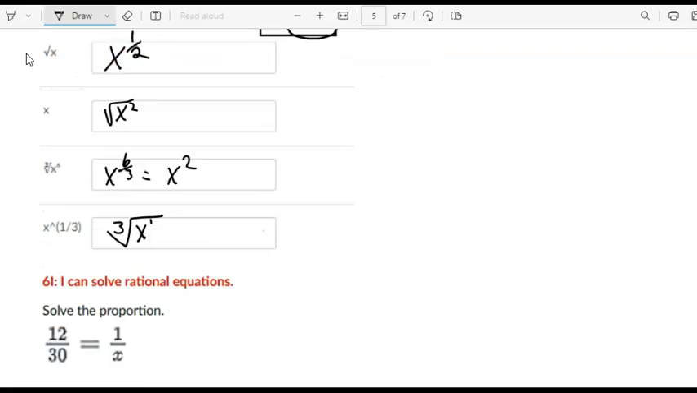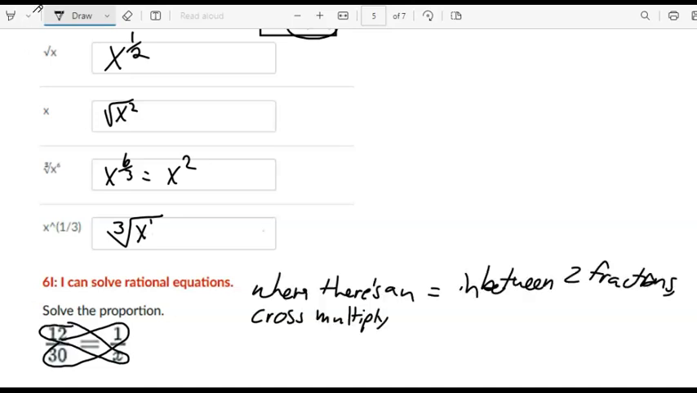6I, I can solve rational equations. Solve the proportion. 12 over 30 equals 1 over x. When there's an equal sign in between two fractions, you could cross multiply. Only do this when there's an equal sign. Don't do this when there is a plus sign or a minus sign or a multiplication symbol.